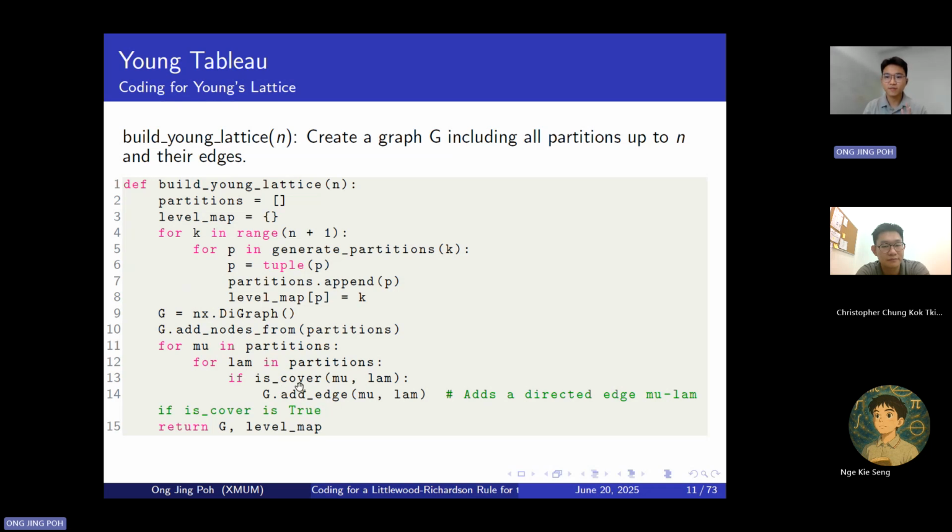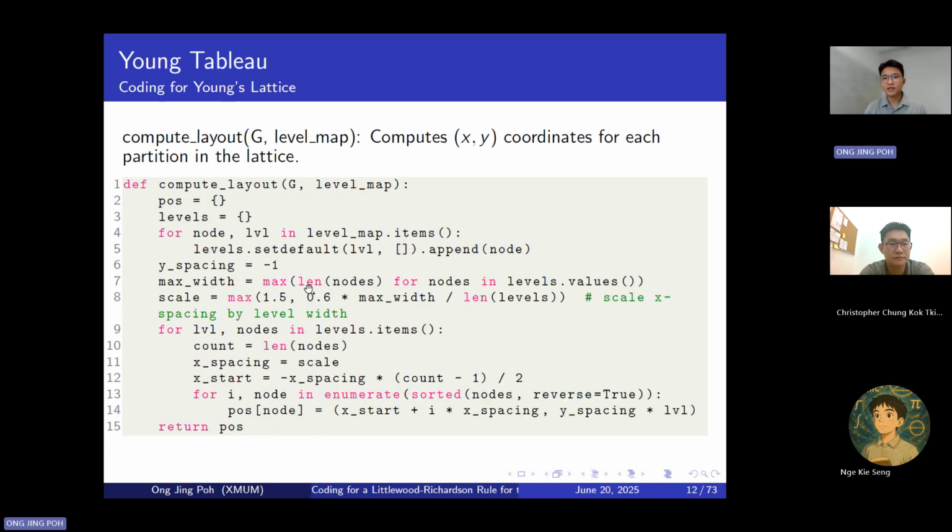This function will check for any mu and lambda, whether we can get lambda from mu by adding exactly one box only. And it returns true if can, otherwise returns false. And if it is true, it will add an edge between mu and lambda. And next, the function compute layout is just to fit the coordinate for every partition. It's also designed so that the output will look tidy like a triangle.